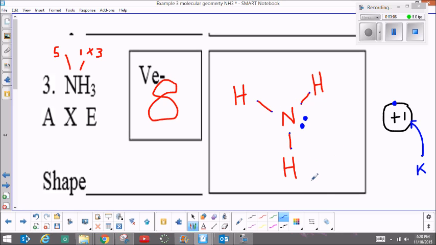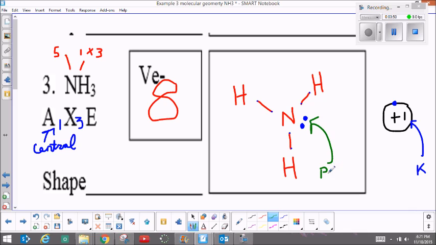So this is what my diagram looks like, and I can construct my AXE and then go look up what its shape is. So the A is 1. Remember, the A is how many central atoms do I have? And the answer to that always is you have 1. So A is always 1. The X is how many things do you have connected to the central atom, and in this case it's 3. Hydrogen, hydrogen, hydrogen, 3.